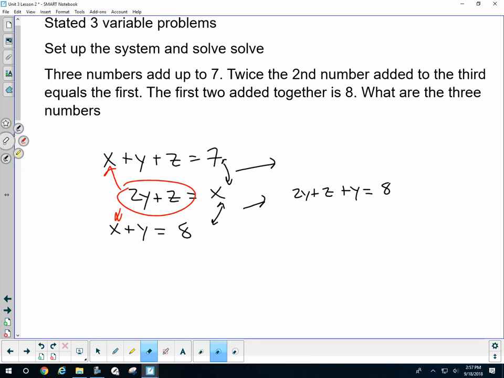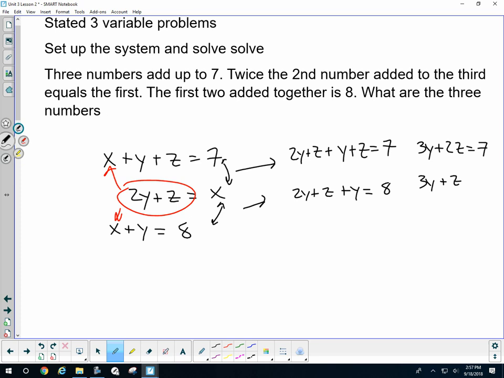So x gets replaced with 2y plus z plus y plus z. And that's equal to 7. The bottom one, that's good. 2y plus z plus y. So this is 3y plus 2z is equal to 7. 3y plus z equals 8. This is easily set up. Just multiply 1 by -1, add. Get z is equal to -1.